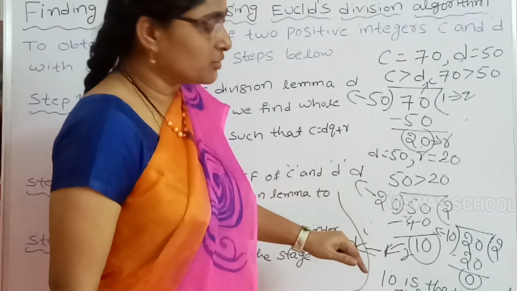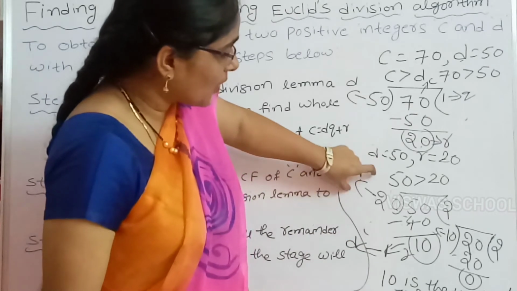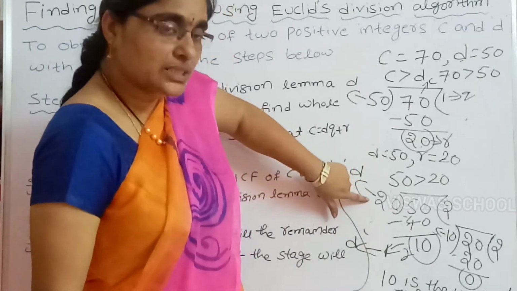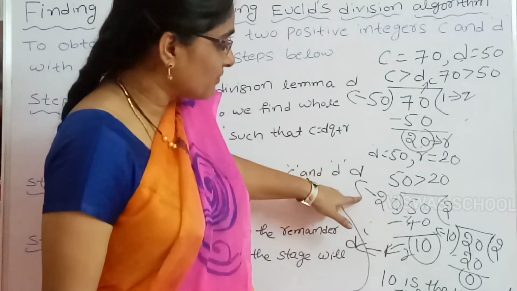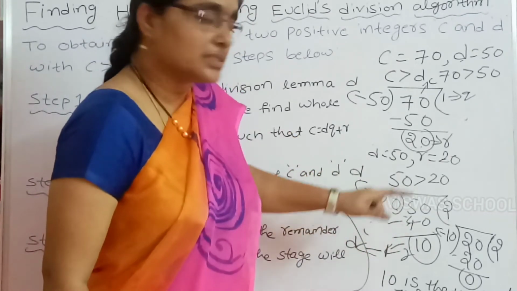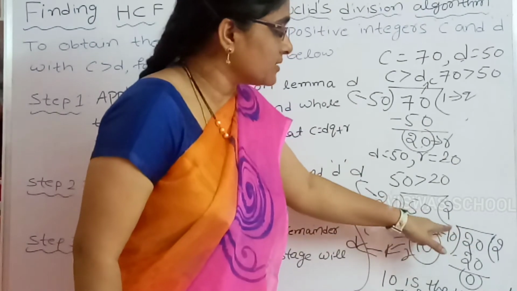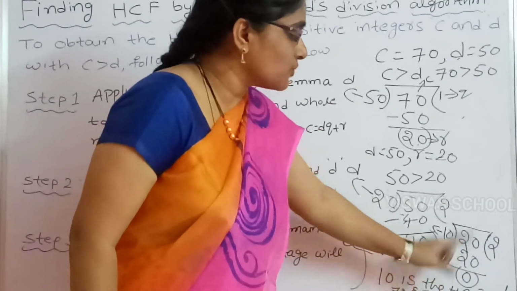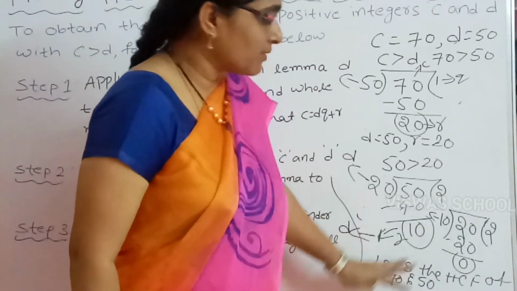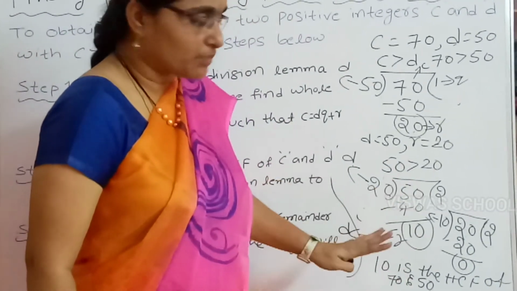Again, in this stage also we are not getting the remainder 0. Again, we have to continue the process. For continuing the process, here D value is what? 20. And R value is what? 10. That's why we are dividing 20 with 10. Here 10 twos are how much? 20. 20 minus 20 equals what? 0. That's why here the remainder is 0. Now we have to stop the process.